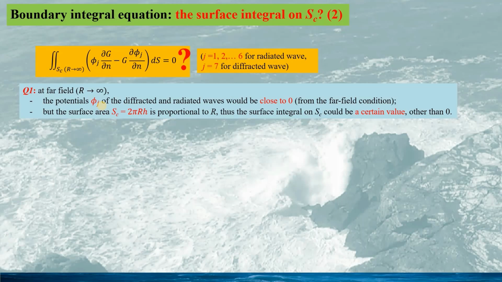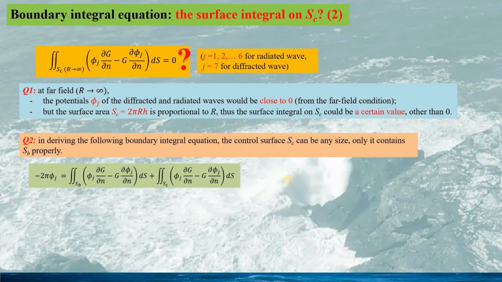But we also note that the surface area for the integral is proportional to the large radius r, which would be very large. Therefore, the surface integral on SC might not necessarily be 0, since the integral of a very small integrand on a very large surface could have a limit value. This is true in this case. You will see this later in this talk.